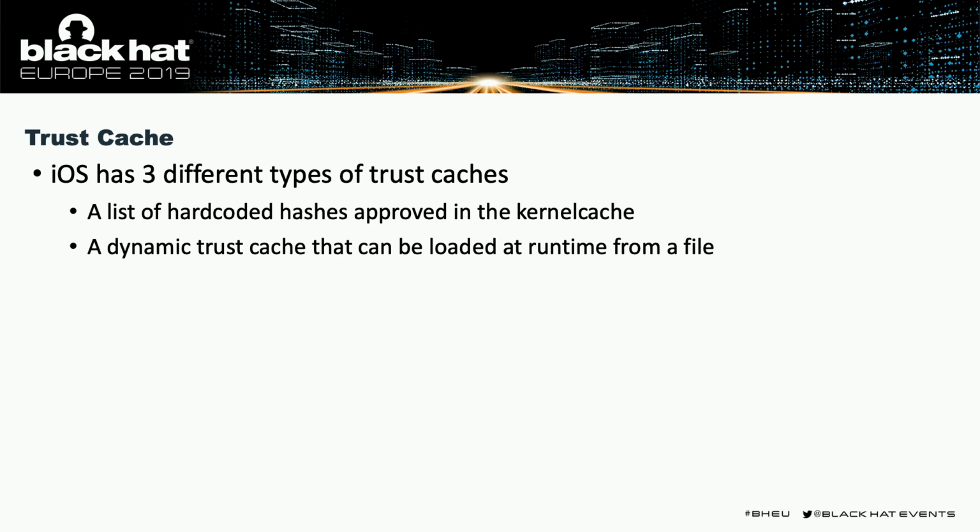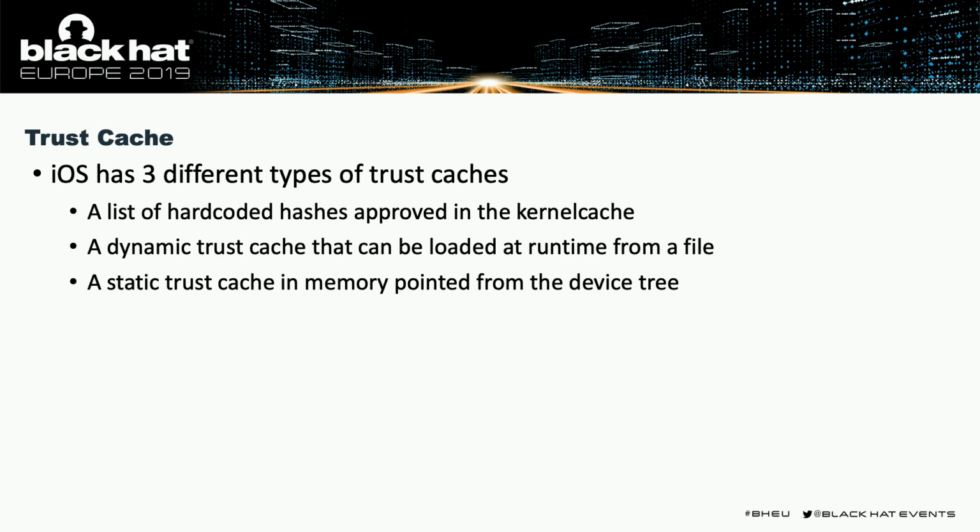The second type of trust cache supported by the iOS kernel is a dynamic trust cache that can be loaded at runtime. In order to execute the code that actually loads this trust cache from a file, we need to first be approved for execution on the iOS system, and therefore we cannot use this approach. The last type of trust cache supported by the iOS kernel is a static trust cache that is placed in memory before the boot sequence, and it is pointed to from the device tree.